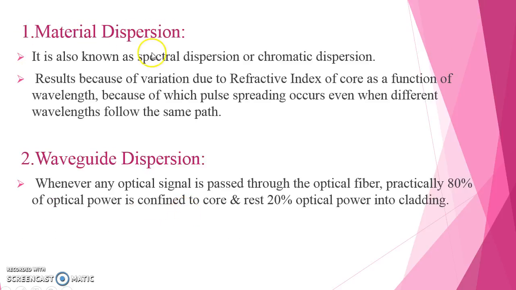What is material dispersion? It is also known as spectral dispersion or chromatic dispersion. It results because of variation of the refractive index of the core as a function of wavelength, because of which pulse spreading occurs even when different wavelengths follow the same path. Waveguide dispersion. Whenever any optical signal is passed through the optical fiber, practically 80% of optical power is confined to the core and the rest 20% of optical power is in the cladding.